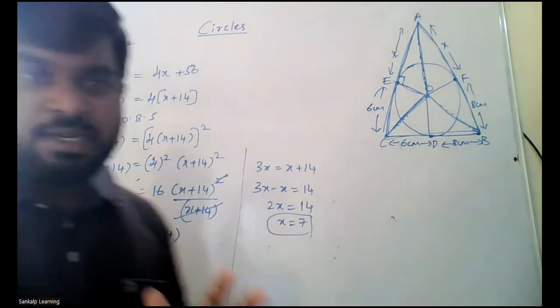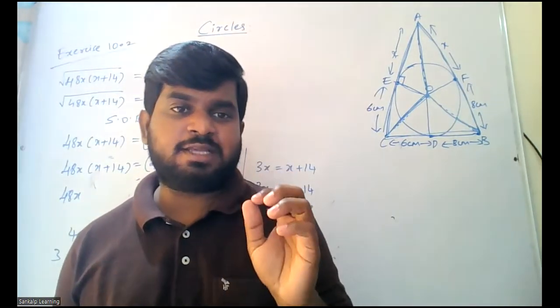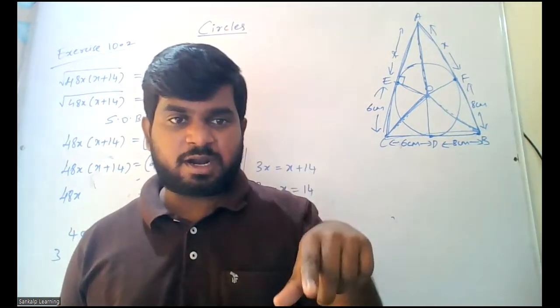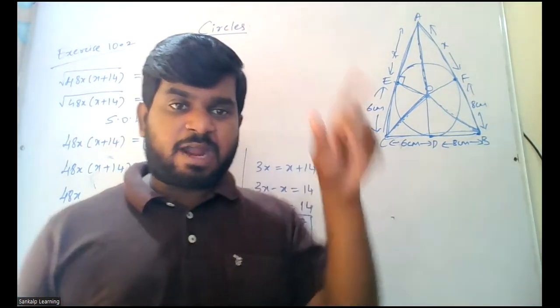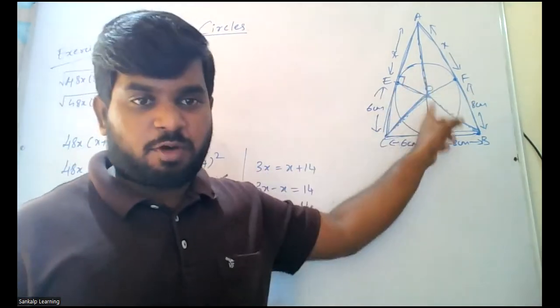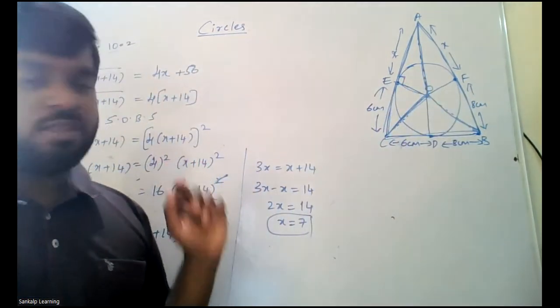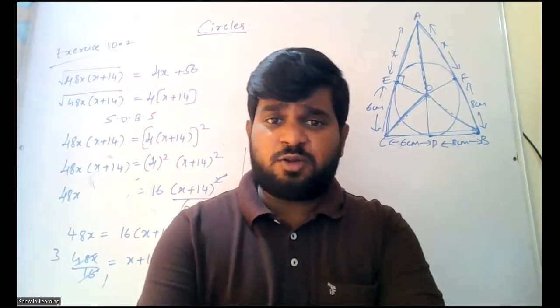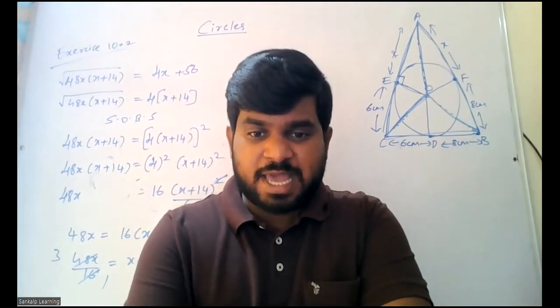Okay. So in shortcut, what can I say is, first we found the area of the bigger triangle using Heron's formula. Then that bigger triangle can be written as the sum of 3 triangles. Using that, we got the value of x. Okay. Let's get into the last question of this exercise.